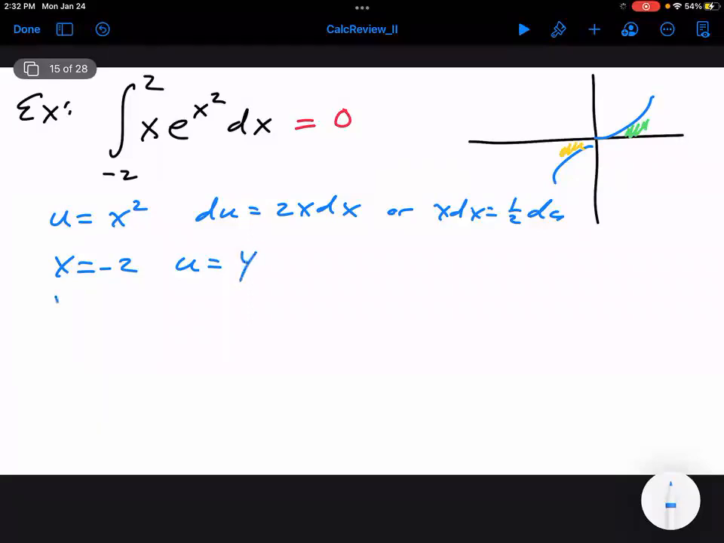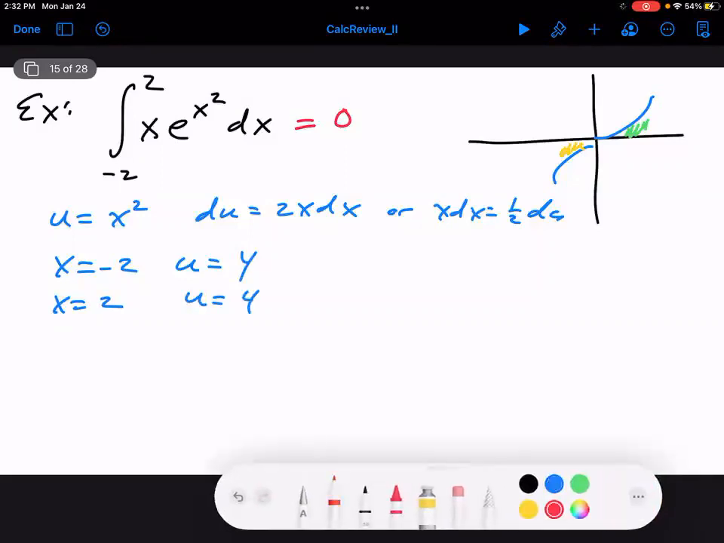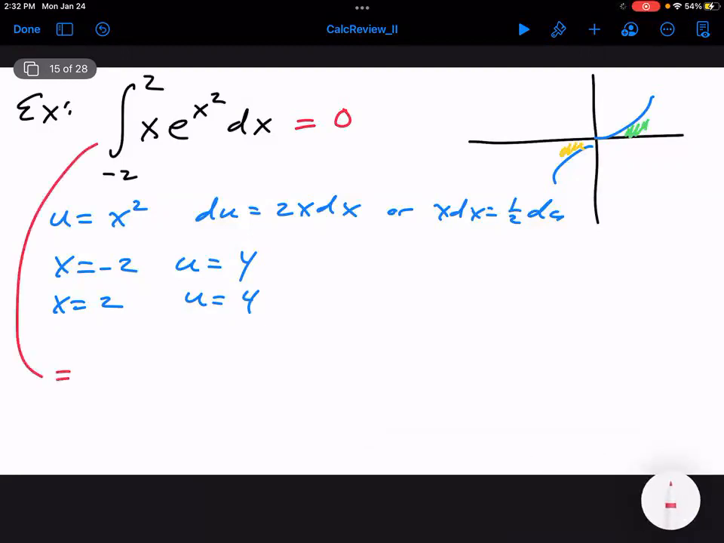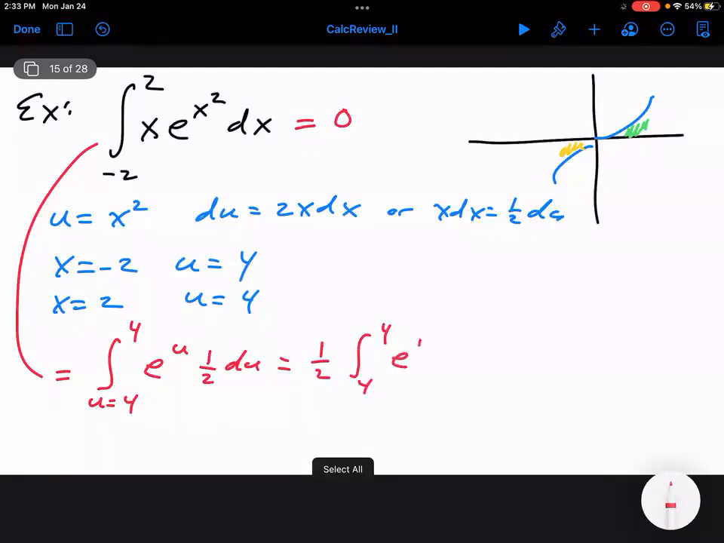And when x equals 2, what does u equal? 4. So if we do this, our integral would equal the integral where u goes from 4 to 4. e to the x squared becomes e to the u. x dx becomes 1/2 du. So this is the same as 1/2 the integral from 4 to 4 of e to the u du.